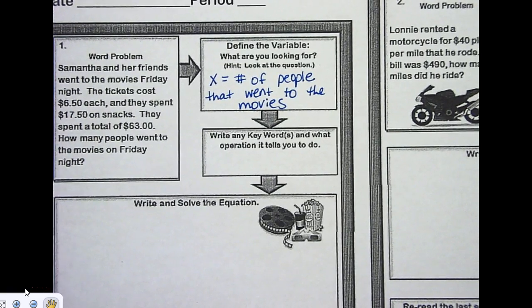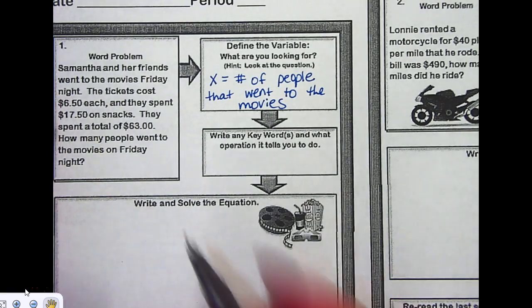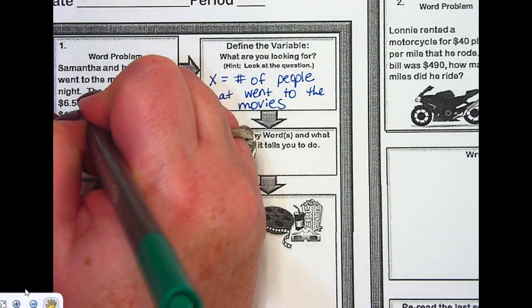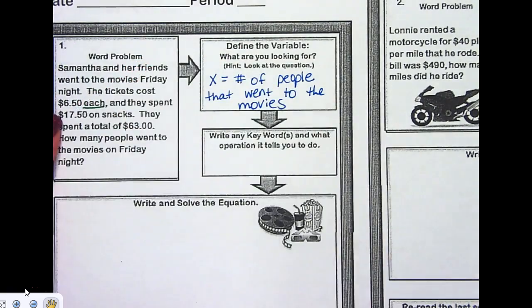When we find X, when we solve that, X is going to represent the number of people that went to the movies. Write any keywords and what operation it tells you to do. Anybody see any keywords in the problem? So let's go back. The tickets cost $6.50 each. I feel like each is a keyword.